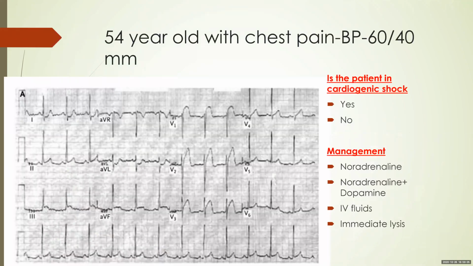So there's a 54-year-old male with chest pain who has a BP of 60/40 millimeters of mercury. You can have a look at the ECG and have a look at the options on the side. If you require more time, you can press the pause button or you can go further.